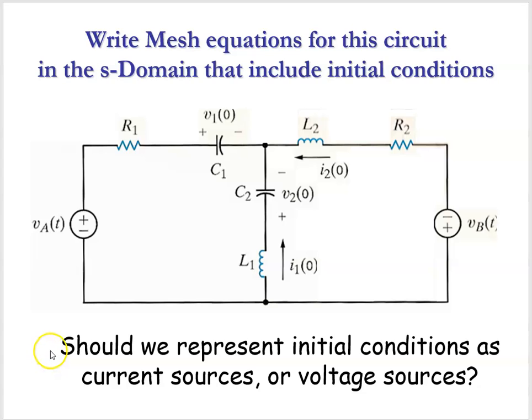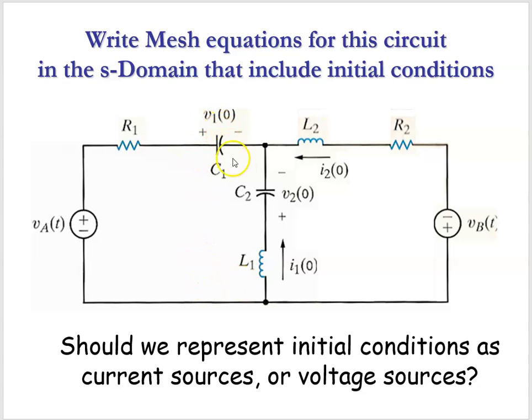In this video, we'll look at analyzing a couple of larger circuits where we're also going to model the initial conditions. So here we have a circuit with two meshes. It has two capacitors, two inductors, two resistors, and two voltage sources. If we're going to write mesh equations for this circuit, we'd have to write two mesh equations. So how should we model the initial conditions in order to do that?